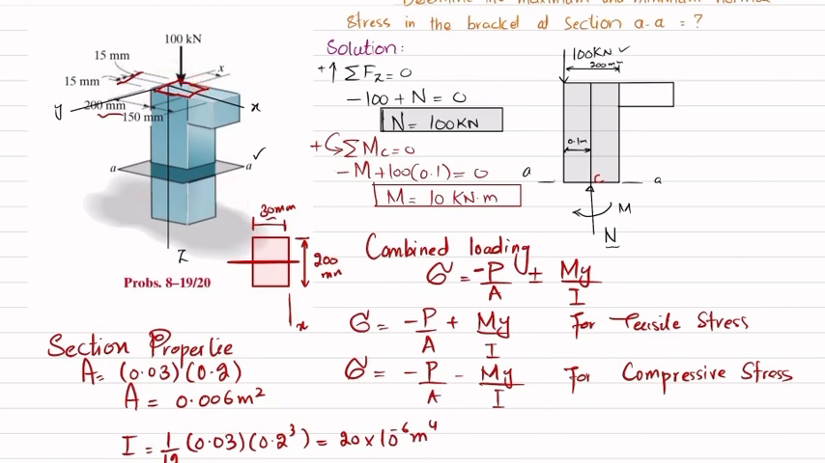So I will write movement about y-axis will be this one. Clear? So you can see this portion will be in compression and this portion will be, sorry, the loading is like this and this. So it means that this portion, which is the left side, will be in compression and this right side will be in tension.